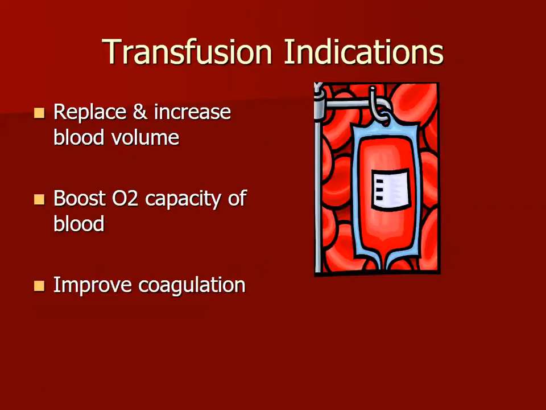Transfusion indications. So, when do we give transfusions? It's used to replace and increase blood volume. It helps to boost the oxygen capacity of blood and improve coagulation. So what are some symptoms our patients may present with if they have decreased blood volume? Well, they may have hypotension, confusion, loss of consciousness, brain or organ damage, or even death if they lose too much.